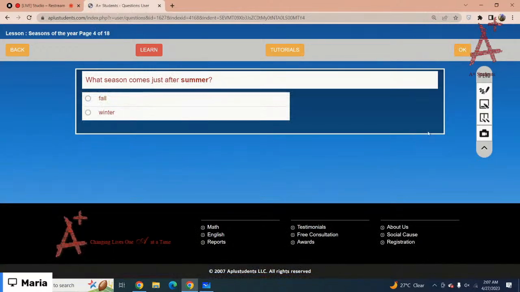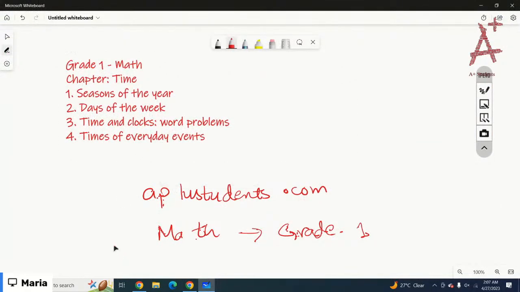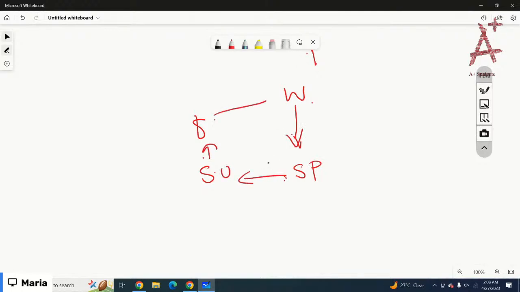Okay, which season comes just after summer? Let me just make it here on the board so that I don't have to make it again and again. It would be W, S, S, F. So here is W, S, S, and F. Winter to spring. Right after winter, you have spring. After spring, you have summer. After summer, you have fall. And after fall, you have winter. Here is the cycle you need to keep in mind.